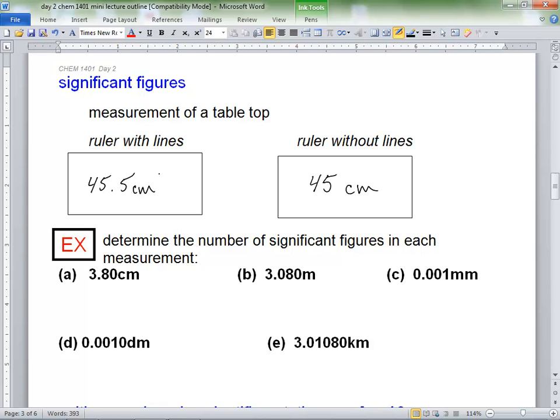But first, we need to be able to recognize how many significant figures are in a measurement. And there's a hard way and an easy way. We're going to do the hard way first, which really isn't that hard. But how many sig figs would you guess are in, Shannon, 3.80 centimeters?